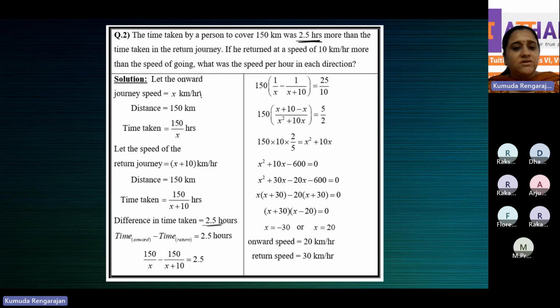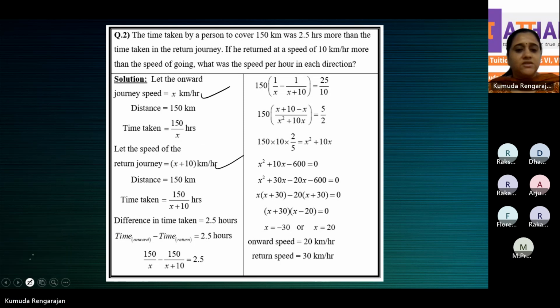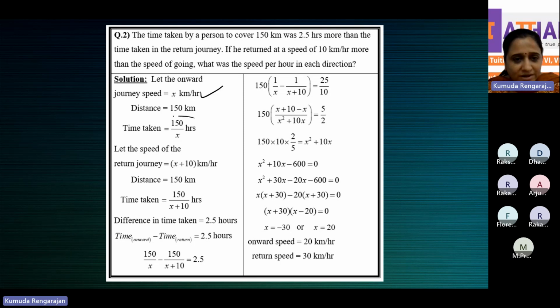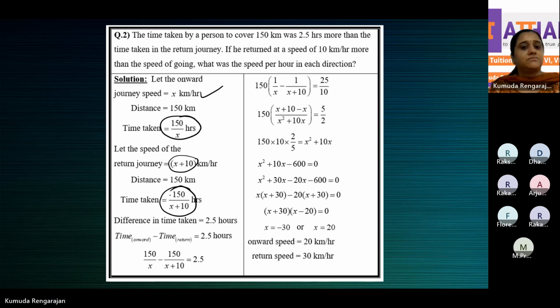And where is the speed less? Here the speed is less. So this is where the speed is less, the time is more, when compared to this speed. Here the speed is less, so the corresponding time taken will be more. Here the speed is more, so the corresponding time taken is less. So we understand that since the speed is less here, this time taken is more. So more time taken is onward and less time taken is return, is equal to 2.5.